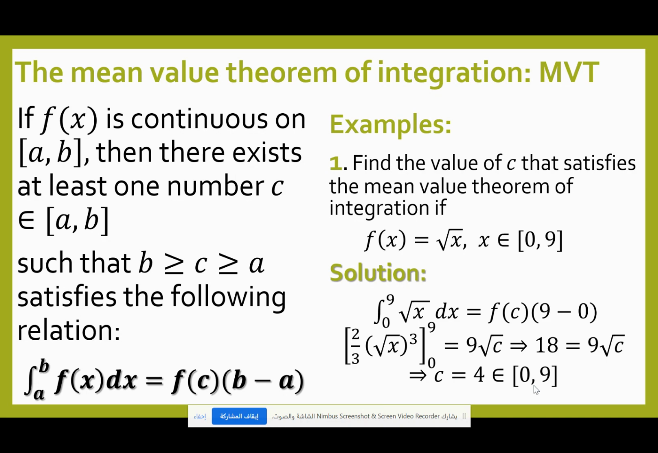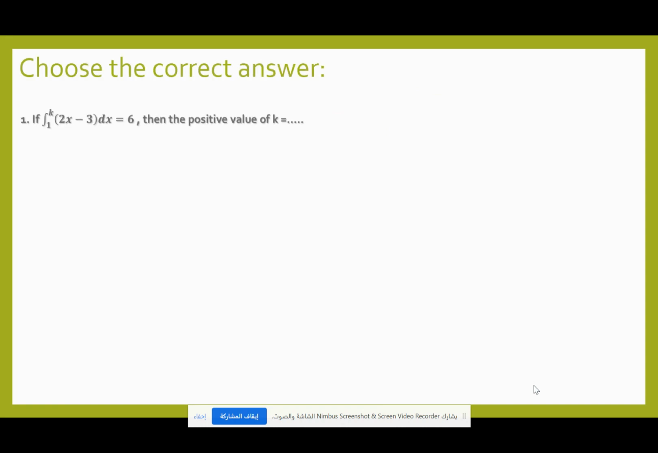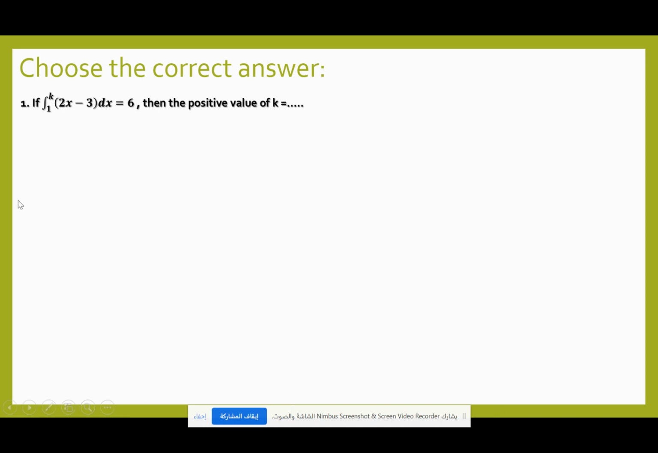We want now to have, like usual, some objective questions to be able to solve multiple choice questions. Choose the correct answer. If we have the integration from 1 to k of 2x minus 3 dx equal to 6, that means he gives you the value of the integration, but the unknown value is the upper limit, which is k. Then the positive, and focus on the positive because you might get negative. He is asking about the positive.